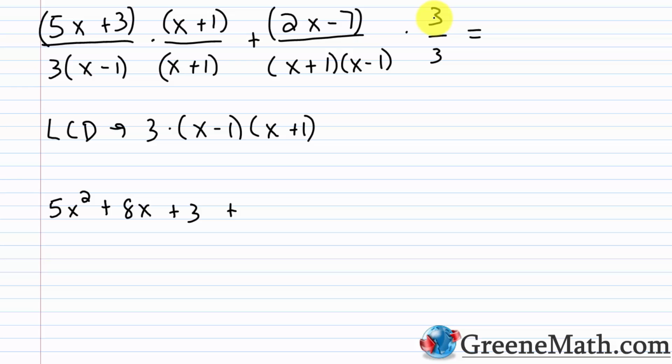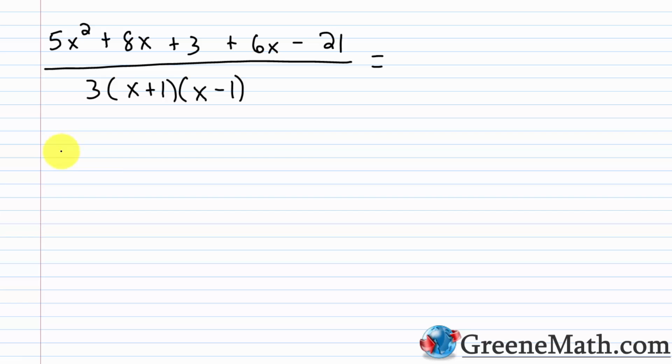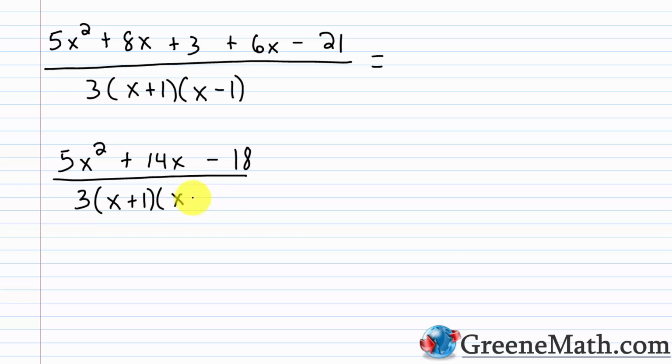Then plus, again, use your distributive property. 3 times 2x is 6x. Then minus 3 times 7, that's 21. Okay, so this is all over that common denominator of 3 times the quantity x plus 1 times the quantity x minus 1. So now, let's go ahead and simplify the numerator. We'll have 5x squared. Nothing I can do with that. I have 8x plus 6x. That's 14x, so plus 14x. And then I have 3 and negative 21. That's minus 18. So 5x squared plus 14x minus 18. And then again, this is over that common denominator of 3 times the quantity x plus 1 times the quantity x minus 1.